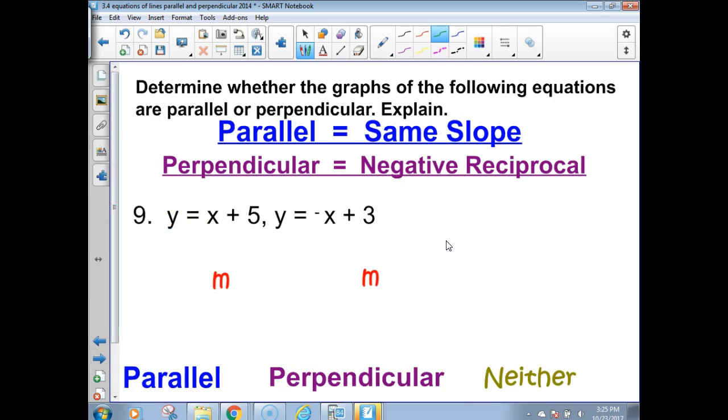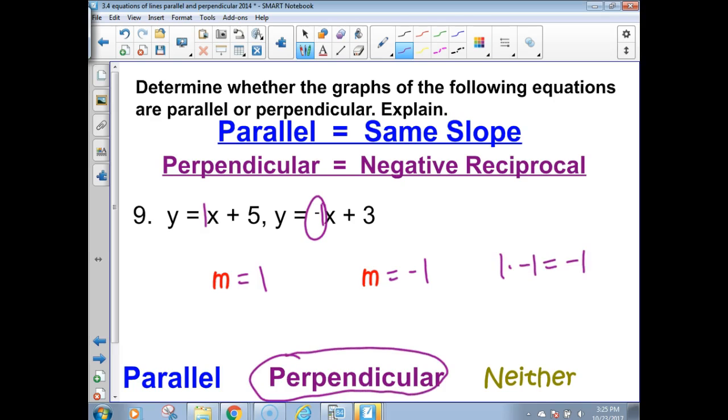Okay, next one, number 9. Parallel, perpendicular, neither. This line has a slope of 1. This one has a slope of -1. Are they reciprocals? Yeah, you flip over a 1, you still get a 1. Are they opposite signs? Yes, so these would be perpendicular lines. Another reason, 1 times -1 is -1. You can always test that way. You can multiply the slopes and see if you get -1.